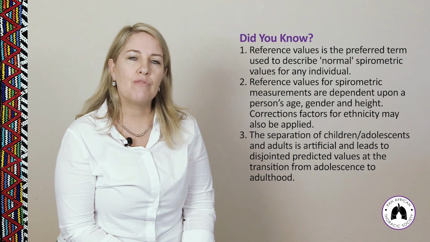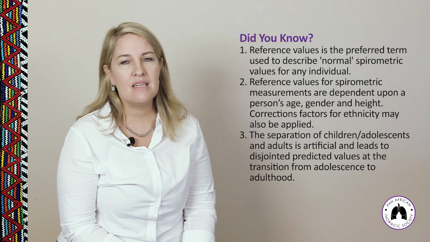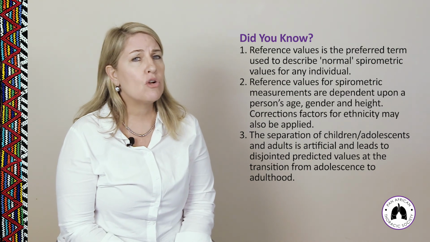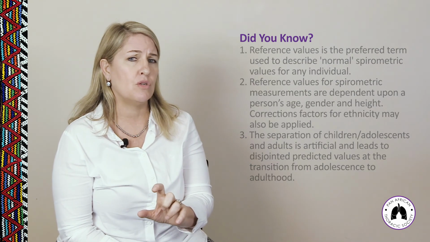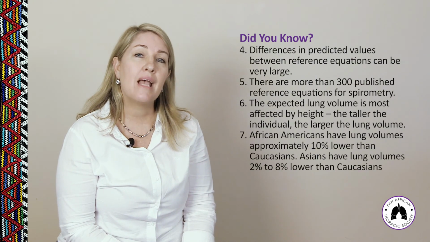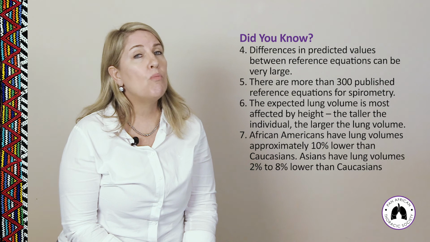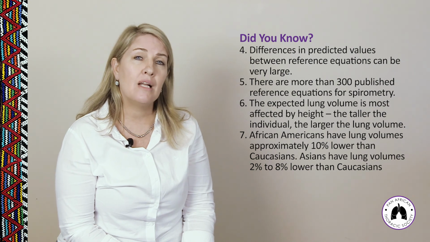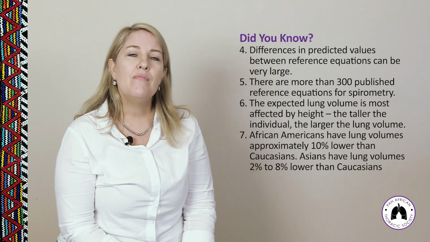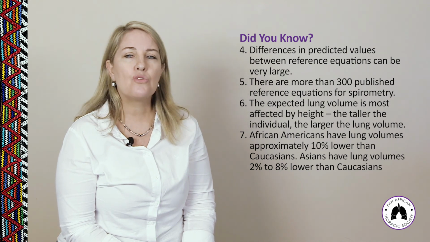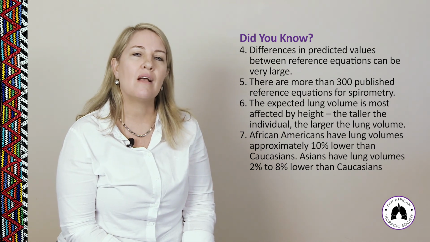The separation of children, adolescents, and adults is artificial and leads to disjointed predicted values at the transition from adolescence to adulthood. Differences in predicted values between reference equations can be very large. There are more than 300 published reference equations for spirometry, but we are wanting to use the GLI reference equations. The expected lung volume is most affected by height. The taller the individual, the larger the lung function will be.